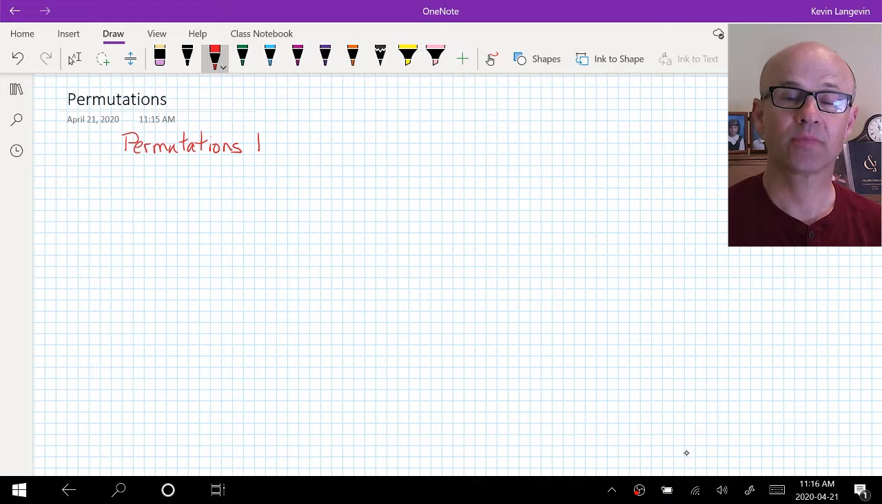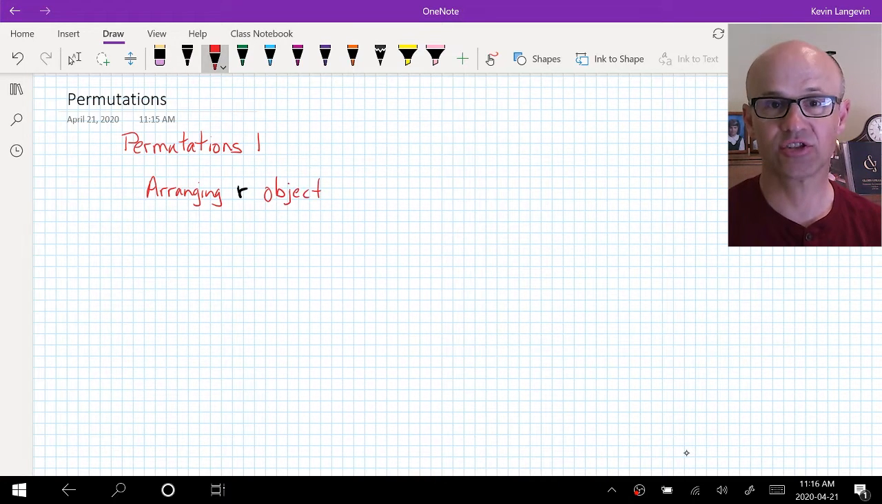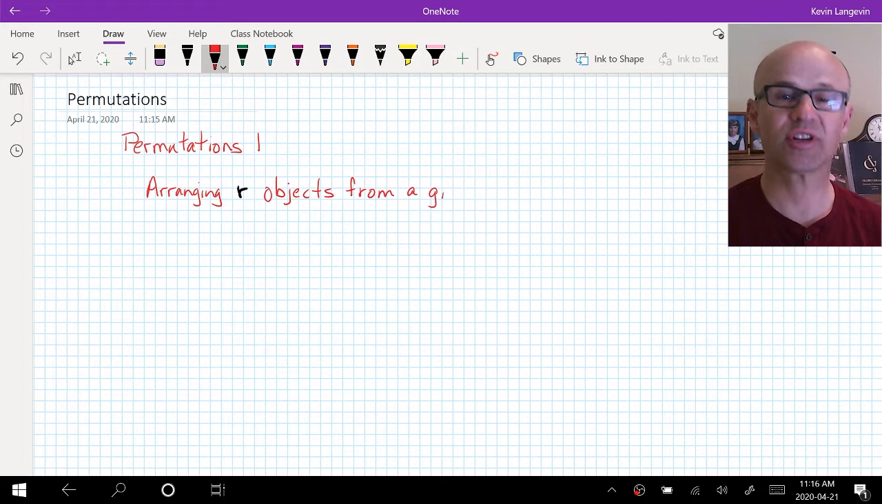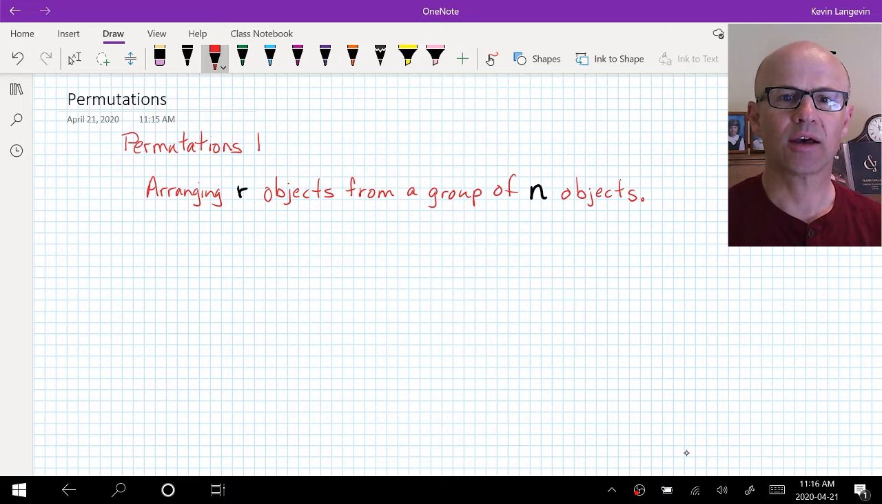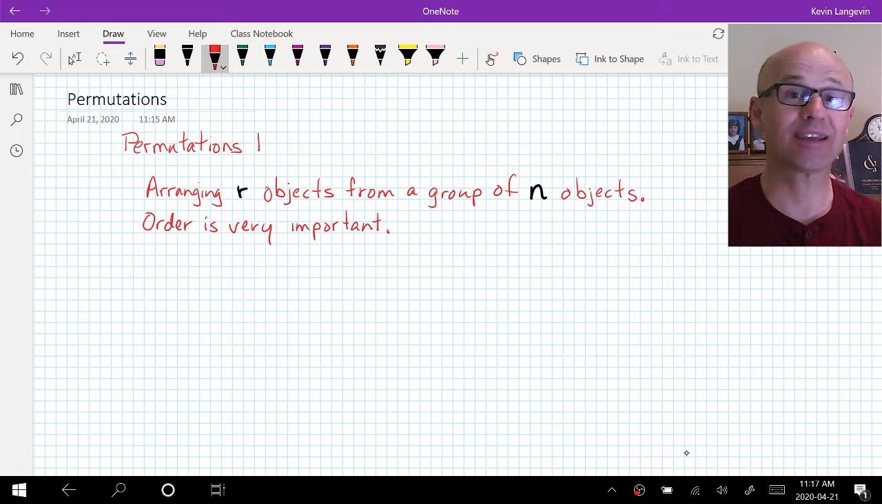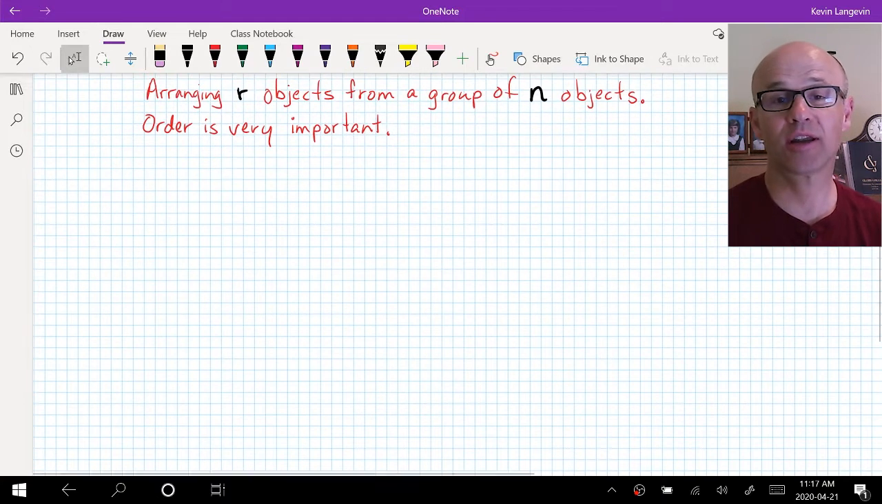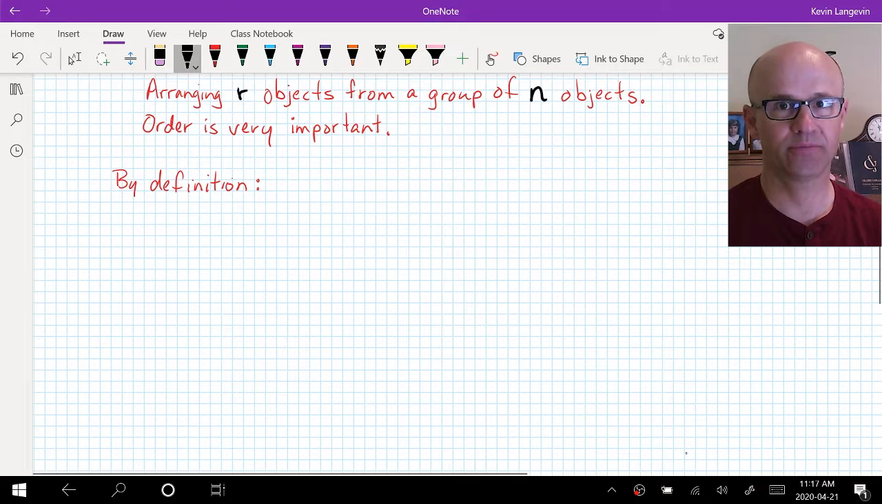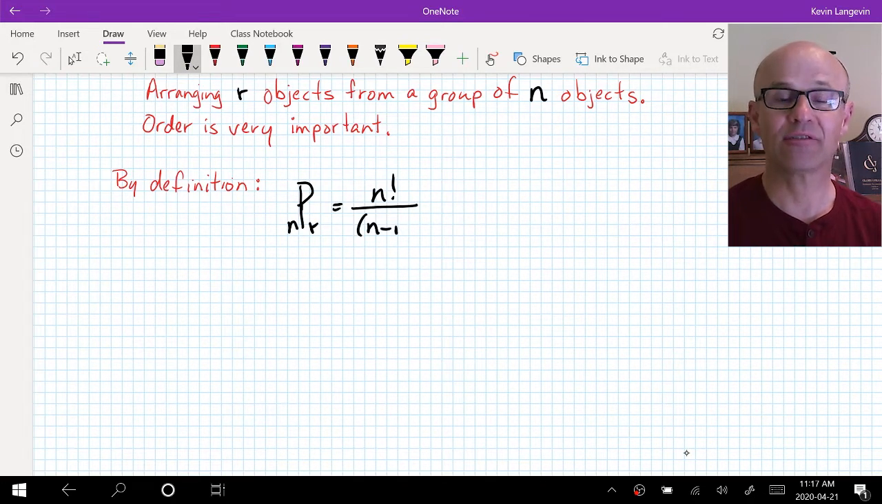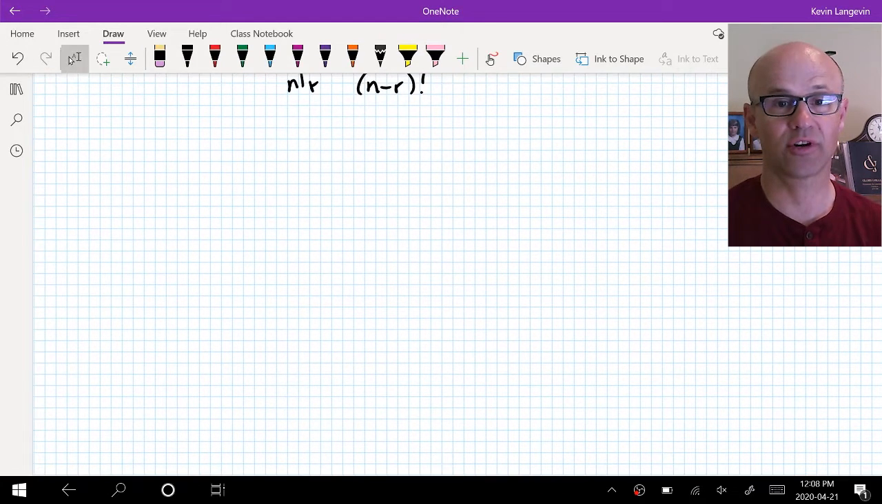Permutations. The first type I'd like to talk about is being able to arrange a small portion of a big group in a particular fashion. So from n people, let's say there's 50 people, I'm going to take 10, that's my r, and I'm going to rearrange them. Order in this is very important. By definition, permutations are n factorial divided by n minus r factorial.